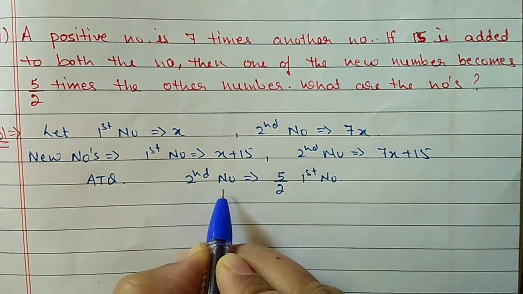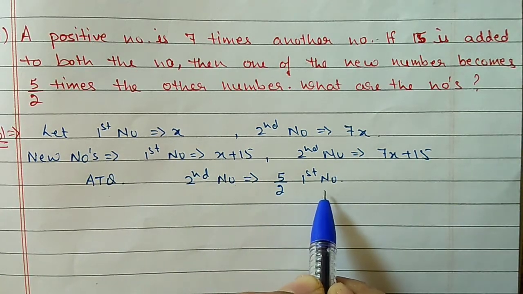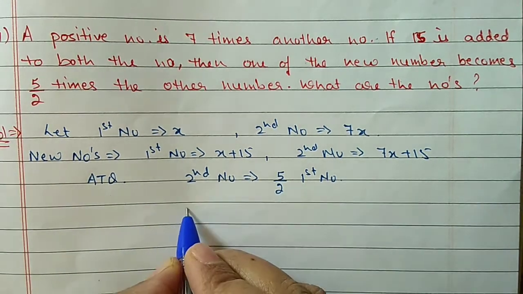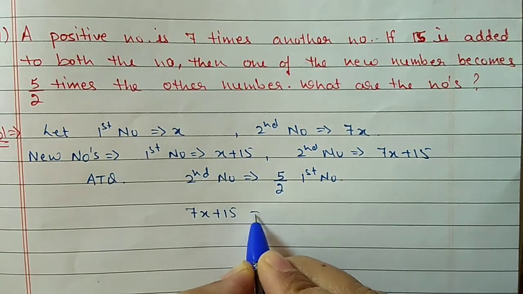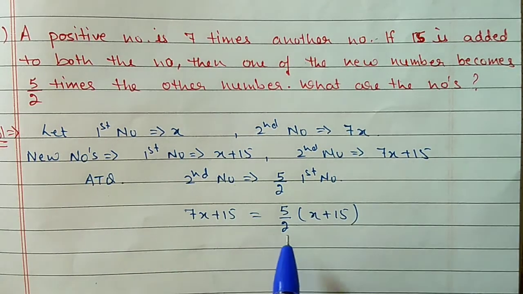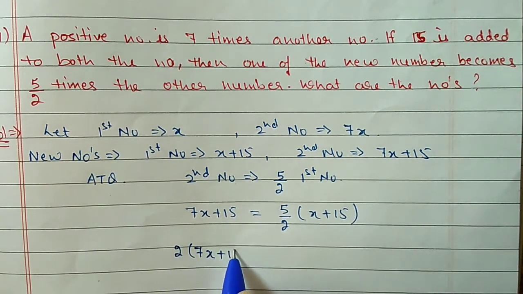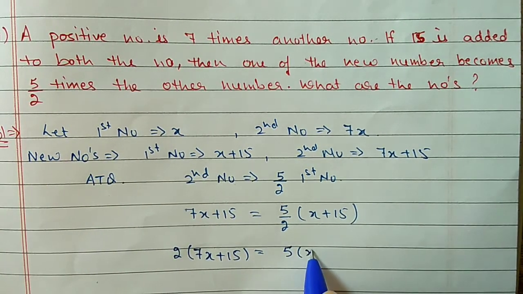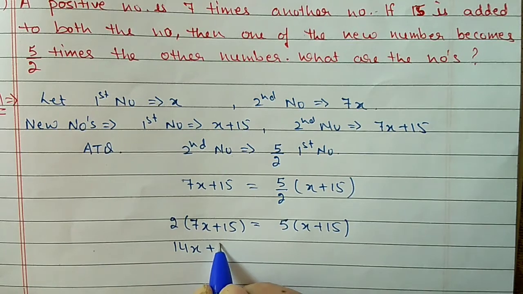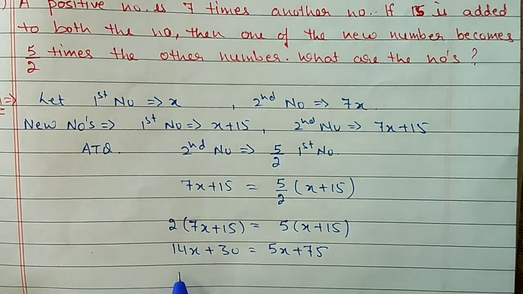Why have I taken the second number here? Because the second number is a bigger number and here will come the small number. If you keep the first number here and the second number here, then you will get a wrong answer. So the second number is 7x plus 15 and the first number is x plus 15. Now we can simplify this equation. This 2 we can shift here. It will become 2 times (7x plus 15) equal to 5 times (x plus 15). Now remove these brackets. 14x plus 30 equal to 5x plus 75.